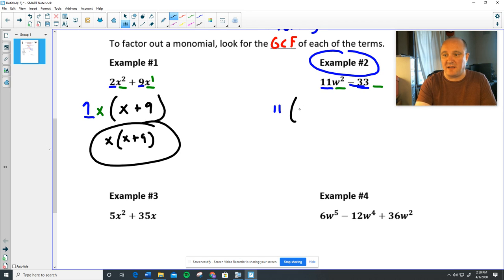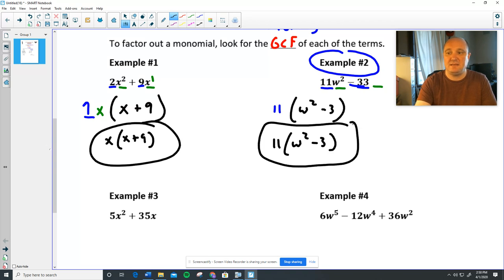11w squared divided by 11 is just w squared. Negative 33 divided by 11 is just negative 3. So my answer is 11 times the quantity w squared minus 3. It doesn't matter here that I had w's and not x's. Most of the time, our variable is going to be an x, but not every time.